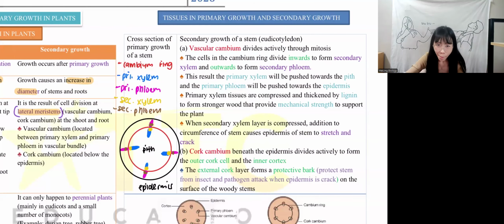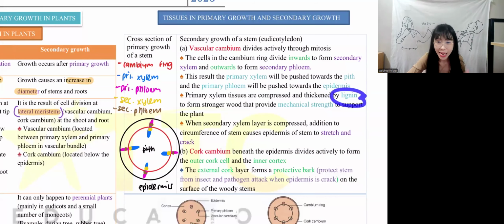Okay, next it says primary tissue are compressed and taken by lignin. Every xylem has the same function. They are taken by lignin. Lignin provides mechanical strength, to make sure that this wood is solid enough to support themselves. That's why we use plants to make furniture, because there's a lot of compressed wood. The wood is the one that gives them support. So the wood comes from the xylem. So they will compress to provide mechanical strength.